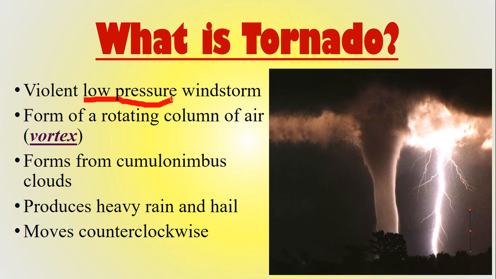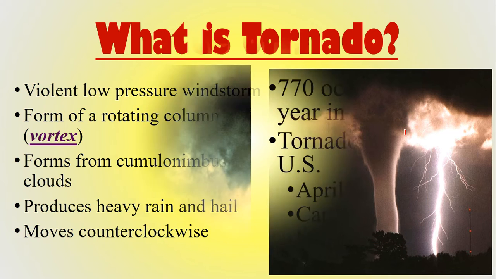And it forms this rotating column. You can see that on the tornado here, the rotating column called a vortex. They usually come from cumulonimbus clouds. During tornadoes, you can have heavy rain. They can cause hail, and they do move in a counterclockwise motion.